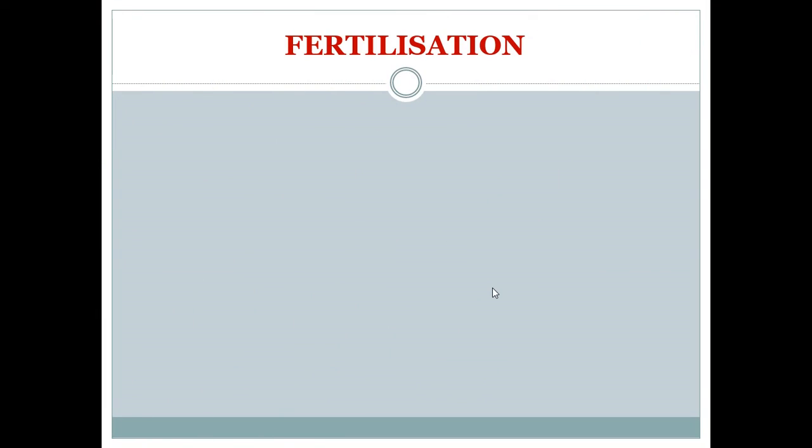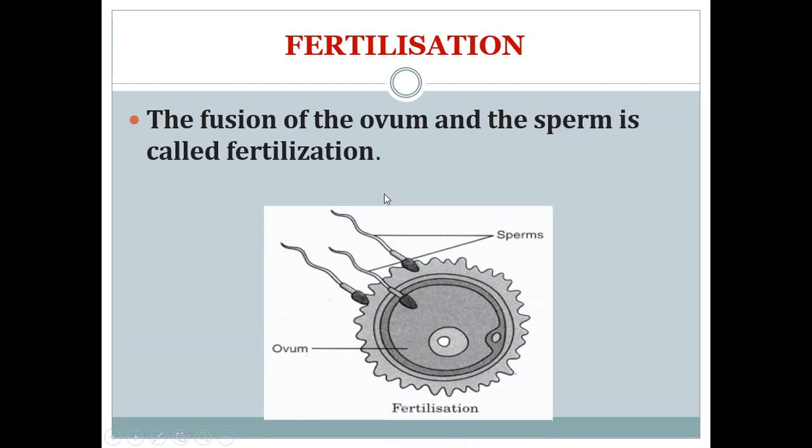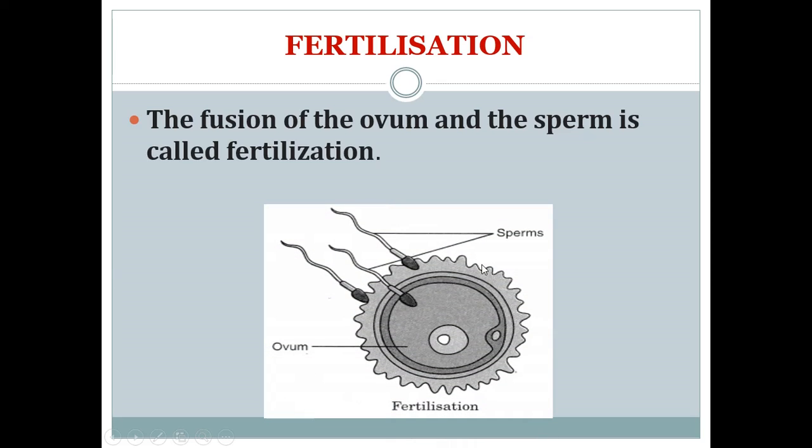Now let's see about fertilization. What is meant by fertilization? Fusion of the ovum and the sperm is called fertilization. Here you can see the picture. The sperm comes to fuse with the ovum and forms a zygote. That process is called fertilization.